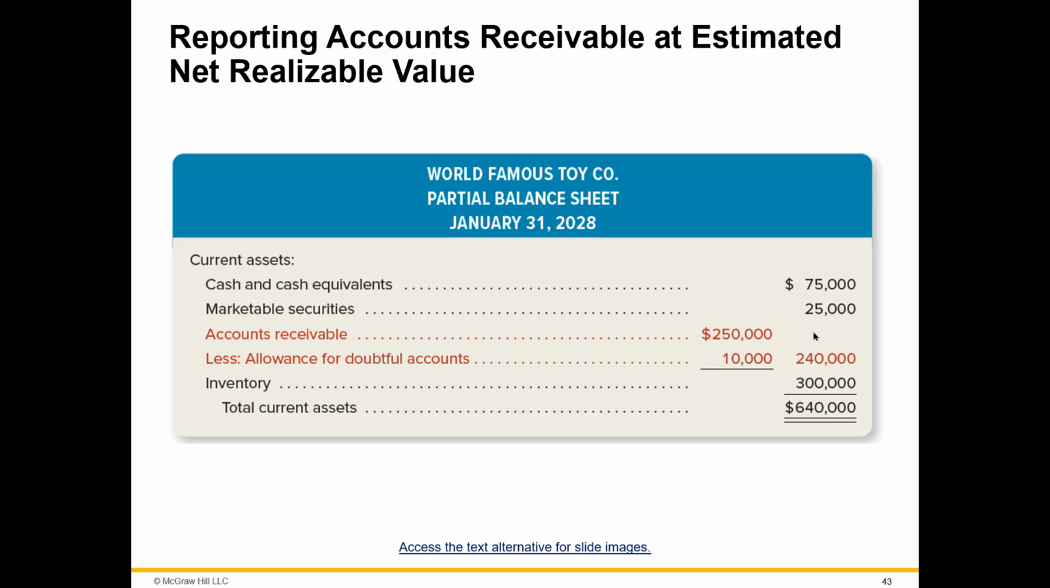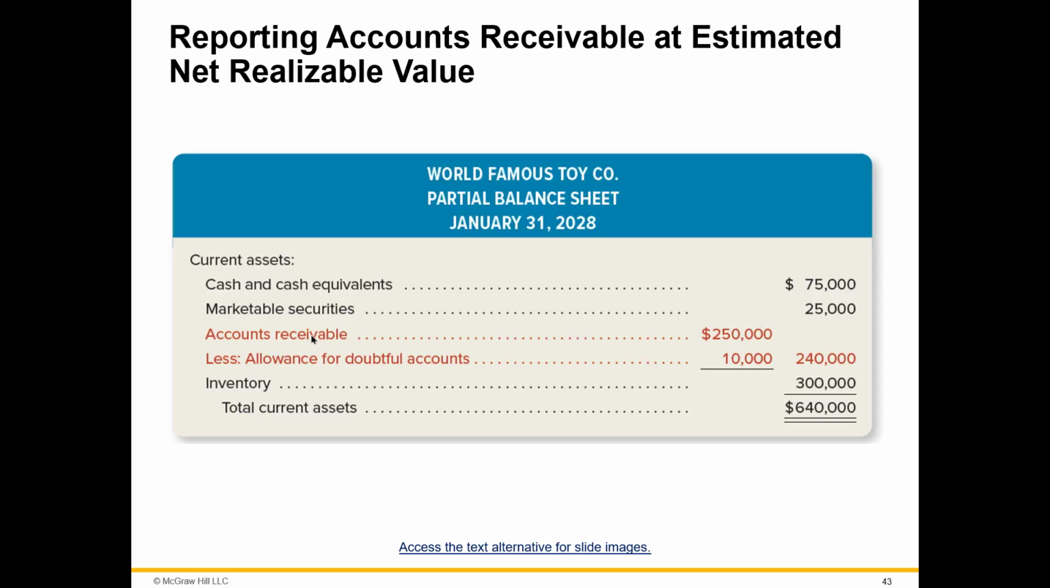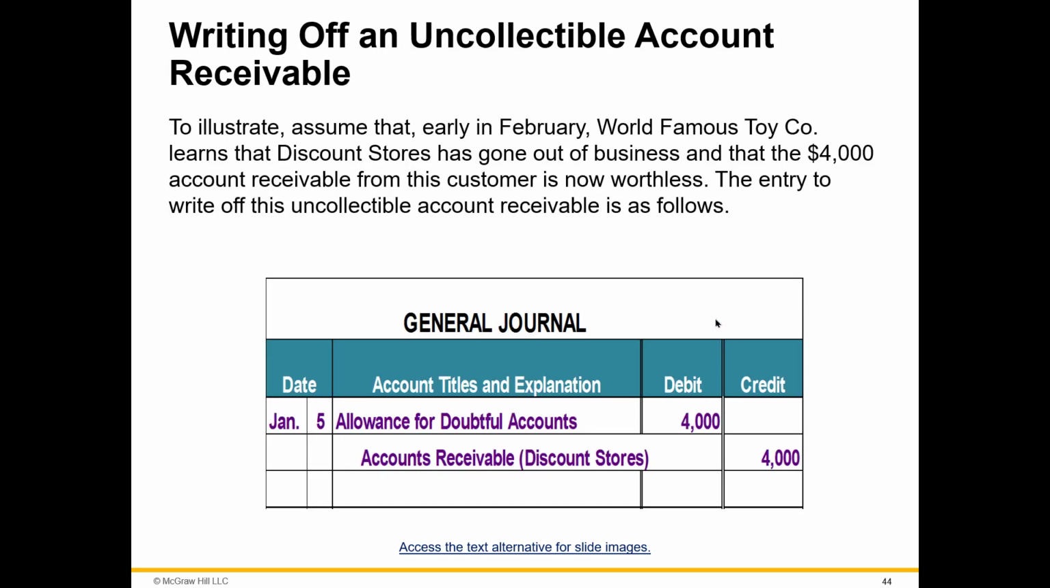We said 250,000 accounts receivable, but 10,000 is included in an allowance for doubtful accounts. Now, the allowance for doubtful accounts is a contra account. It in essence reduces accounts receivable. Now, we said accounts receivable is valued at net realizable value. That's the amount of cash we expect to receive. So the 250,000 less the $10,000 allowance means our net realizable value is 240,000. So we can see what that looks like.